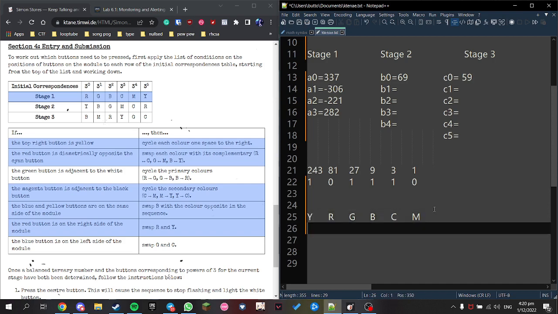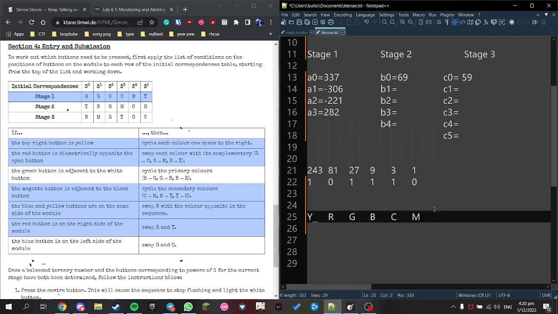Okay, next, swap each color with its complementary. So R is C. C and R swap. Magenta and green swap. And then yellow and blue swap. Okay, cycle the secondary colors. So C, M, Y. Wait, no, sorry, I think it's C, M, Y, K. So M, Y, C. That's Y, C.